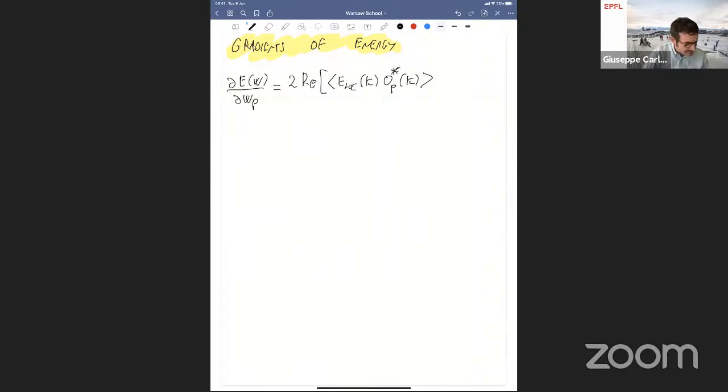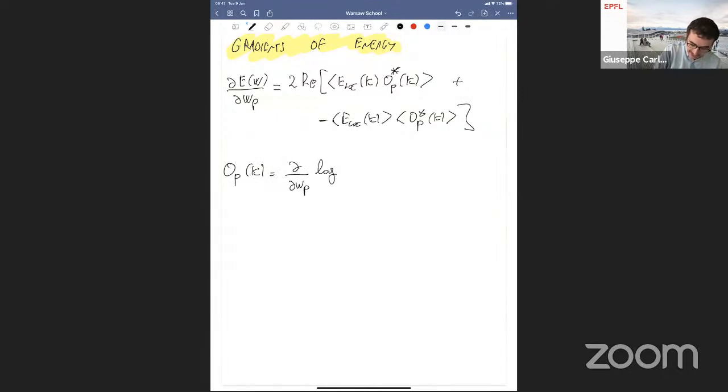Actually, it's a complex conjugate. And then you have another term that comes from the normalization when you do the calculation carefully. It is the expectation value of the local energy, which is just the expectation value of the Hamiltonian, times the expectation value of this O_p operator, which is diagonal, that I will define in a second. In particular, O_p of k is defined as the derivative with respect to parameter p of the logarithm of the wave function. These are the things that you need to estimate the gradients.